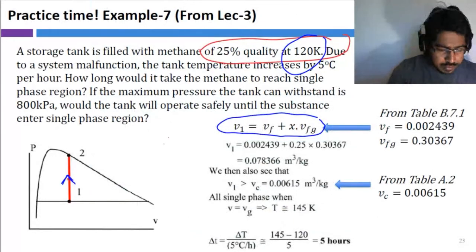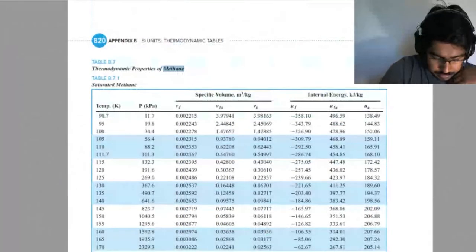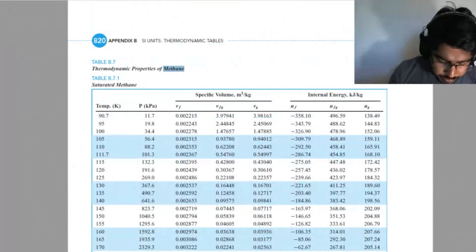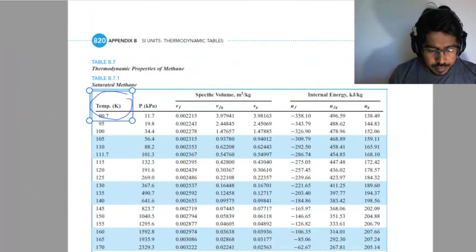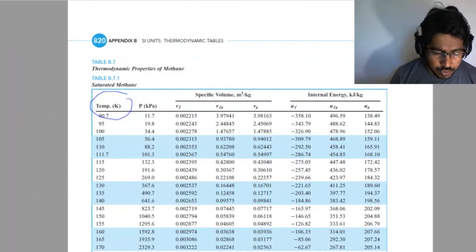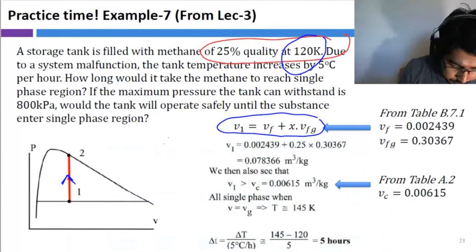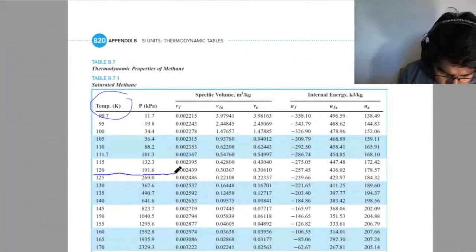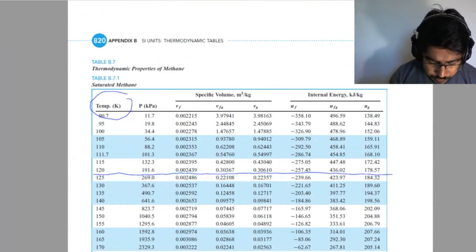What is the substance? Methane. So I will type methane and search for methane. Now we are at methane. It's important to note, in water tables the temperatures were given in Celsius, but here it is given in Kelvin, right? So what we are interested in is 120 Kelvin. Yes, it is 120. And from 120 Kelvin, we can go here, and then we have all the properties we need.